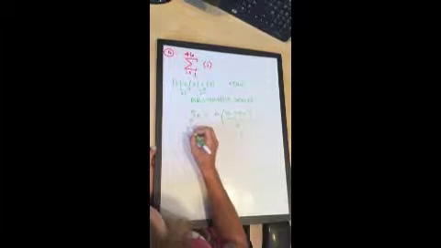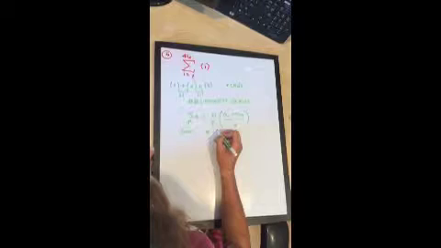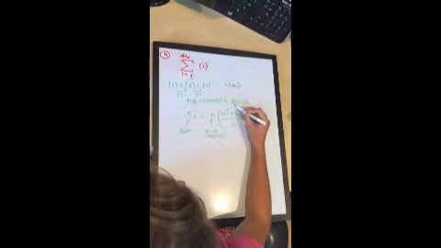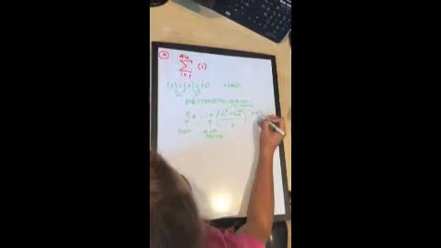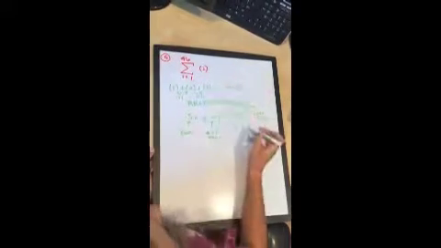Sn represents the sum, n is the number of terms, A1 is your first term, and An is your last term. So you're going to use all of the numbers from here to plug in for this.